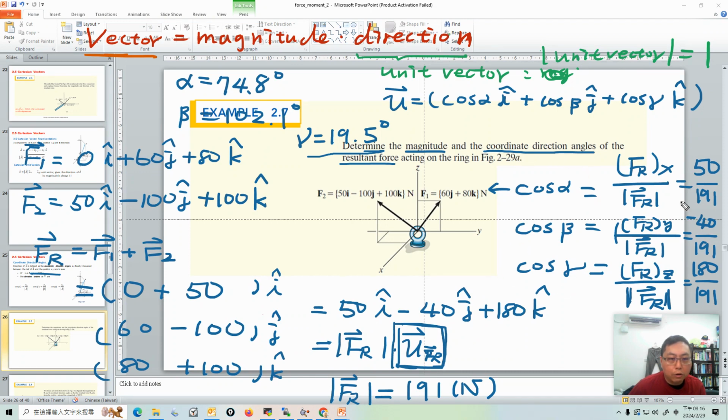It's a very simple example for 3D vectors, and we'll demonstrate another example for 3D vectors again. I'm going to stop the video here.